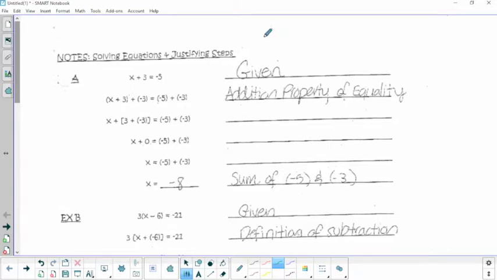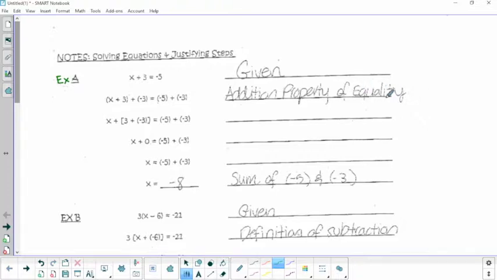Okay, we're going to use properties to justify steps in solving equations. We have two examples here, example A and example B, where a problem is worked out and each step is justified by a property. Now, the first step is always a given. It's just the problem that was given to us.